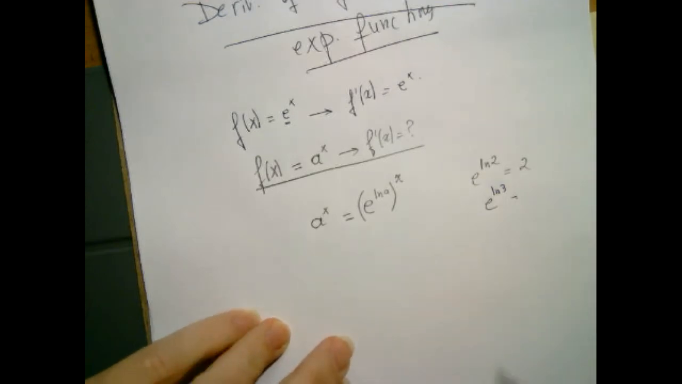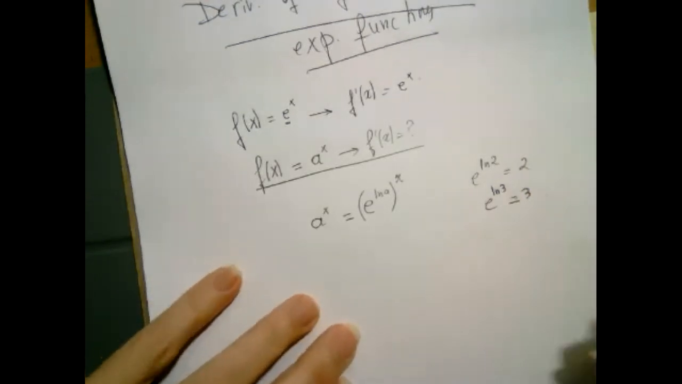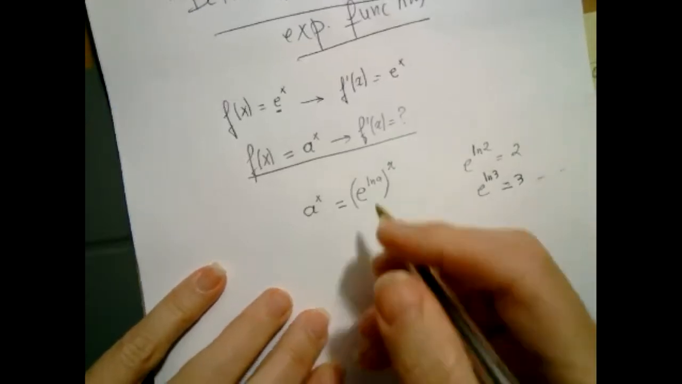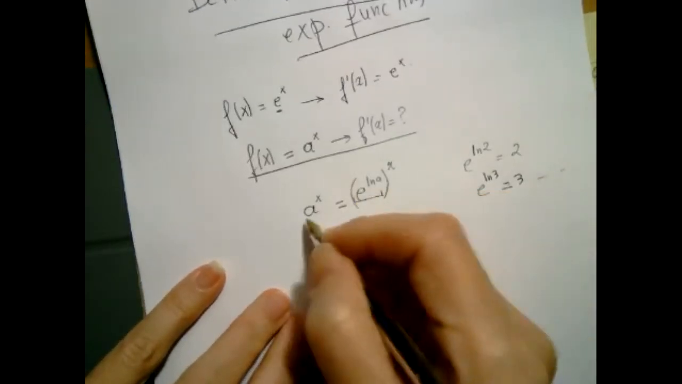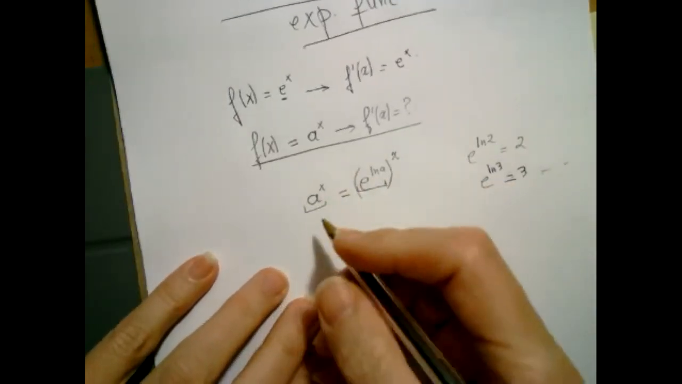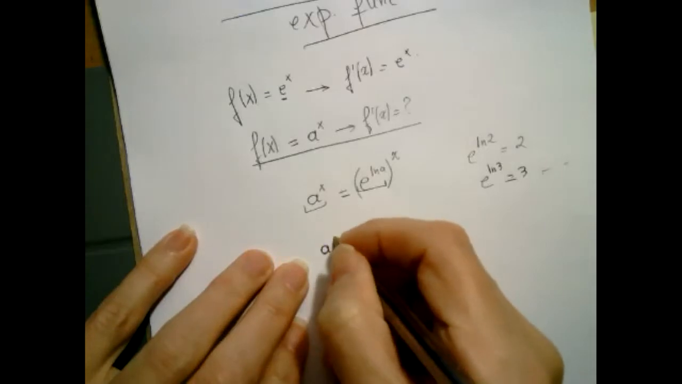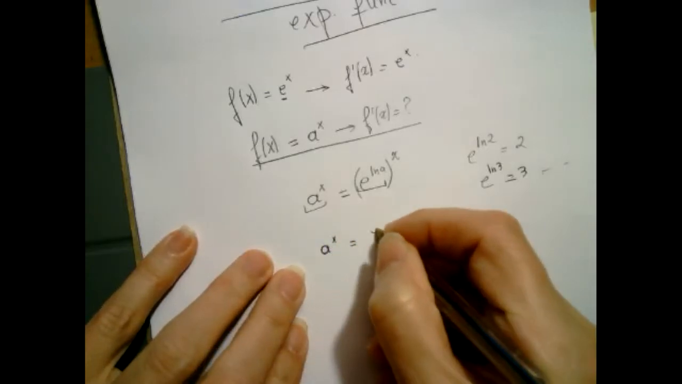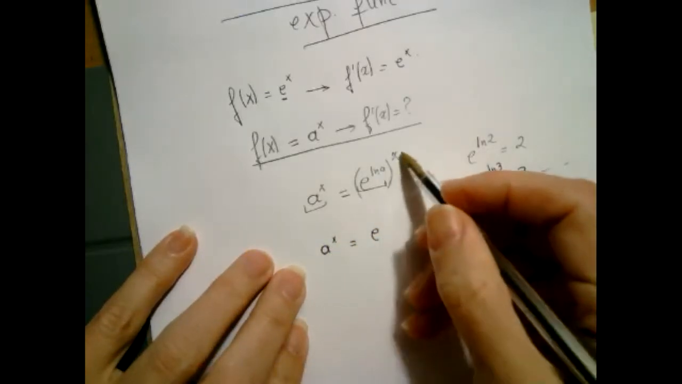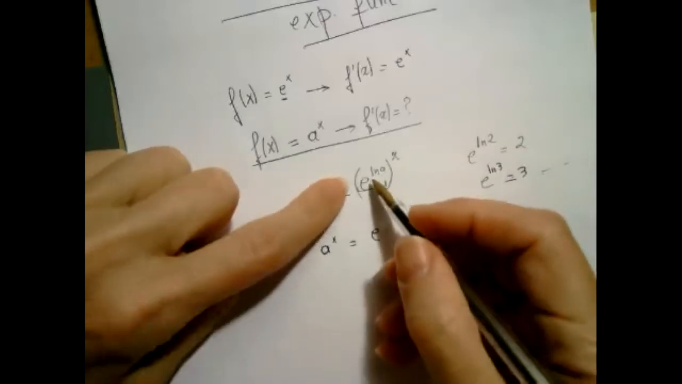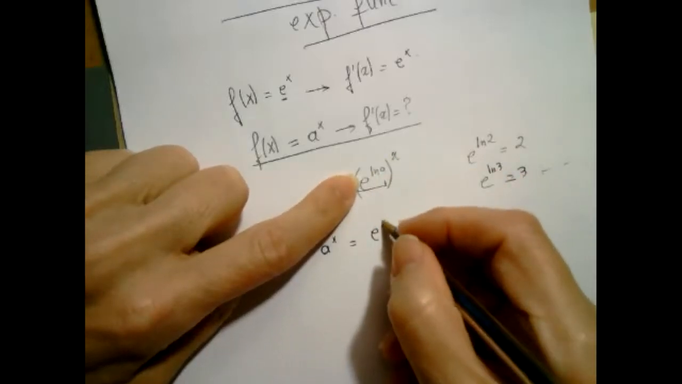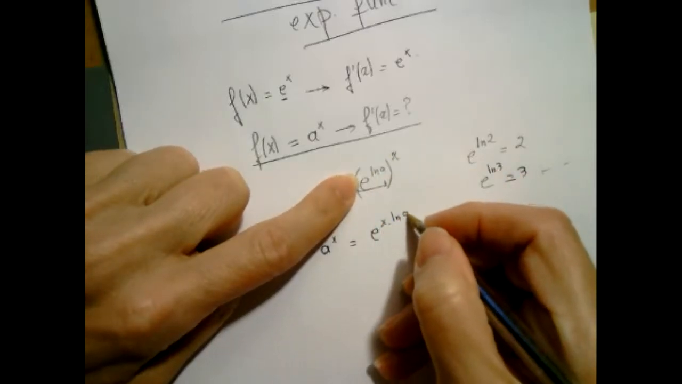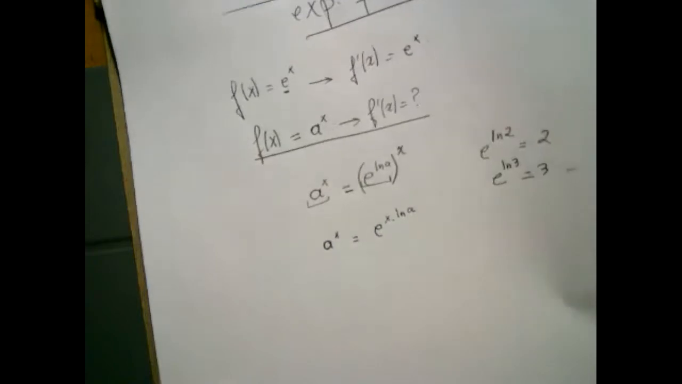Okay. E to the ln of 3 is equal to 3, and so on and so forth. So e to the ln of a is equal to a. What's the benefit of that? The benefit is the following. I'm going to rewrite this using the property of the power: e to the ln of a, we multiply the power. Remember, ln of a here is a number.